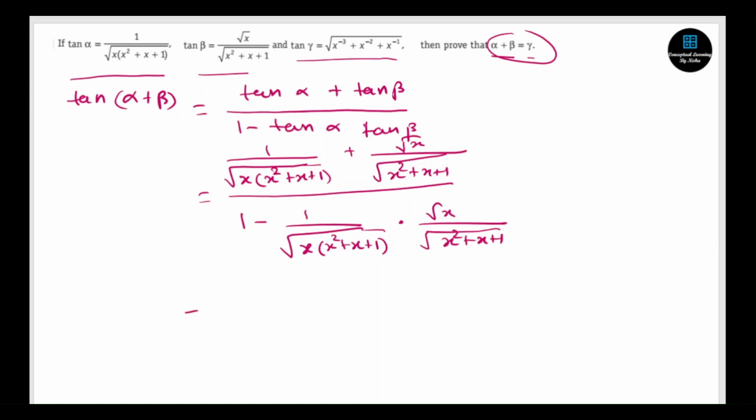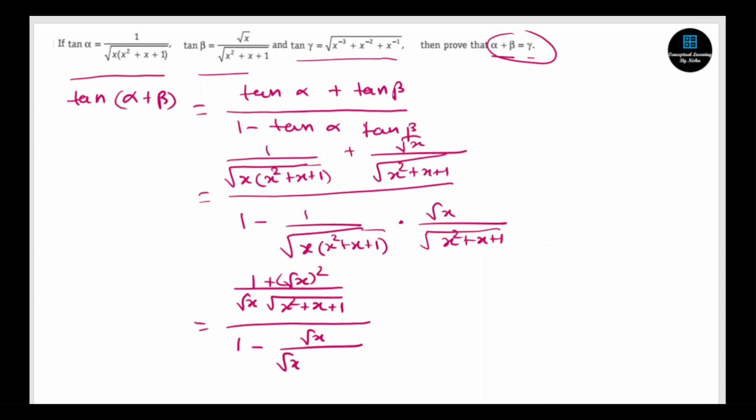Alright. Now when we take the LCM and simplify this, what do we get? Here the LCM is just square root of x. So I'll get 1 plus square root of x square over square root of x into square root of x square plus x plus 1. To simplify, I am writing this way. Okay. Now here 1 minus square root of x upon square root of x into square root of x square plus x plus 1. Again I am getting this. See, to make you understand, I am writing this way.